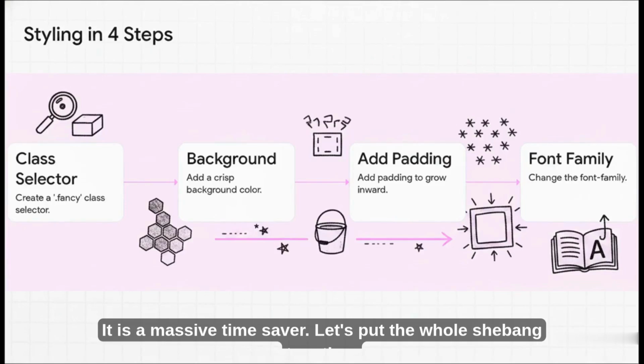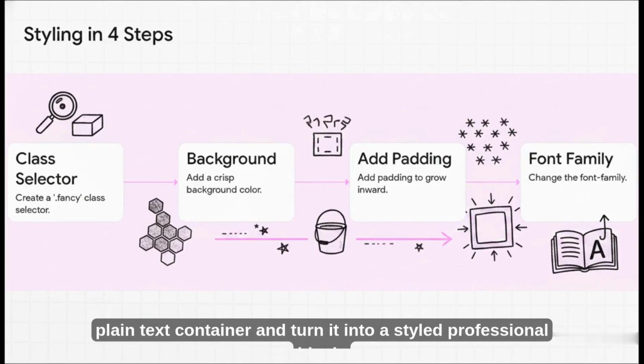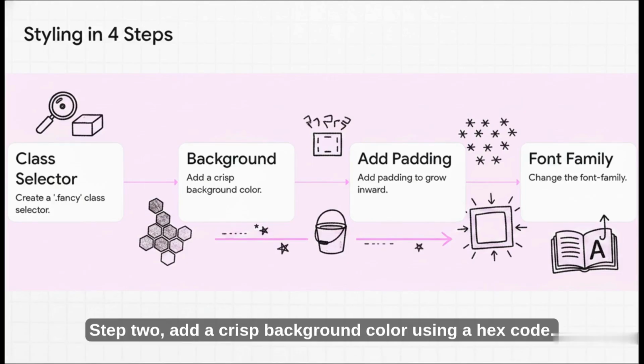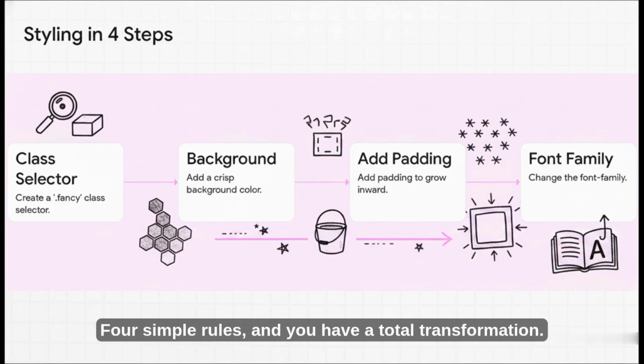Let's put the whole shebang together. In just 4 steps, we can take a generic plain text container and turn it into a styled professional block. Step 1, target it with our fancy class. Step 2, add a crisp background color using a hex code. Step 3, the text is a little crammed against the edges, so we add some padding to let it breathe. And Step 4, apply a clean sans serif font family. 4 simple rules, and you have a total transformation.